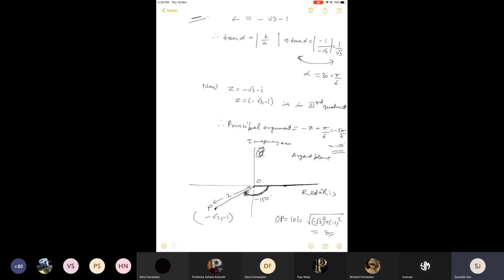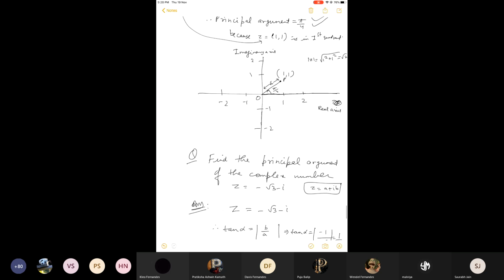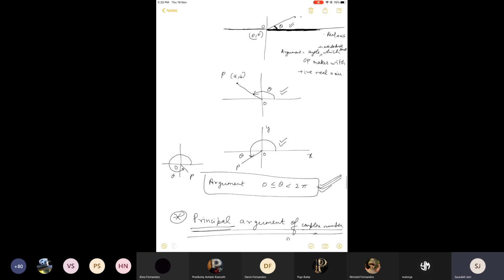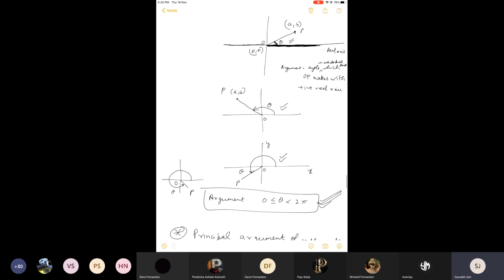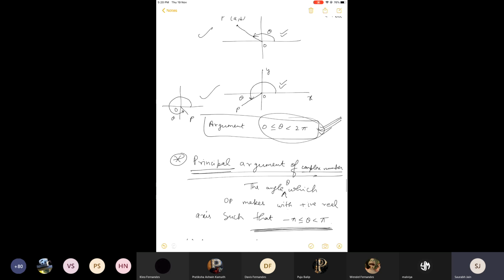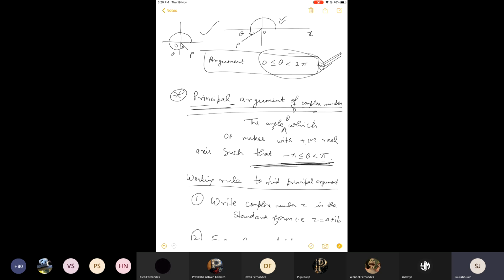Now you know what is the basic difference between argument and principal argument. In argument, the interval of the angle is 0 to 2 pi. And I have drawn all the four graphs which clearly show that I am measuring angle always in anti-clockwise sense in simple argument. But in principal argument, the interval is minus pi to pi, so it is clear that in some parts, angle is measured in anti-clockwise sense, and in some parts angle is measured in clockwise sense.